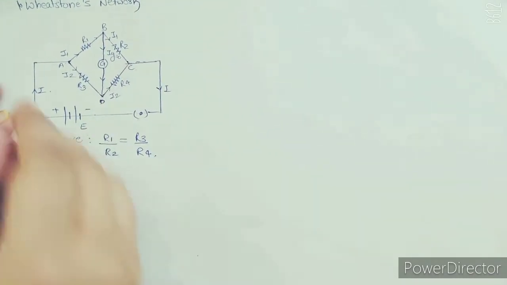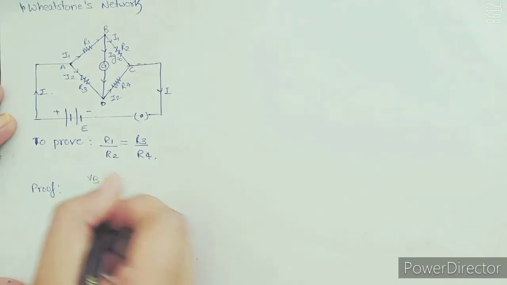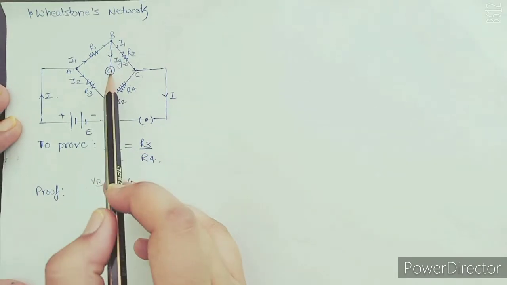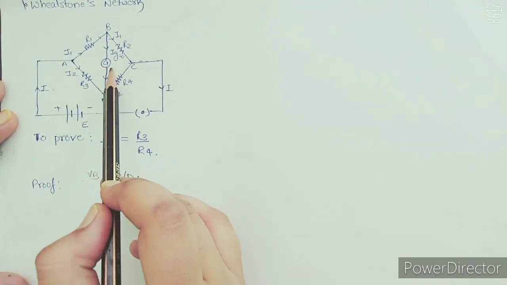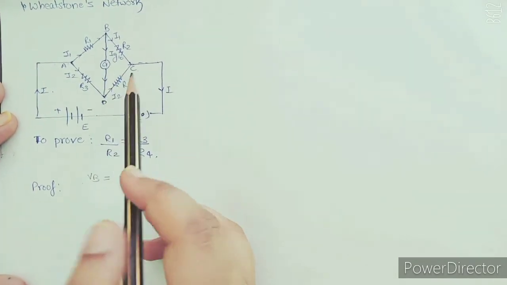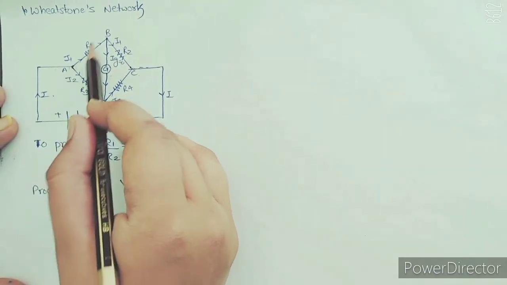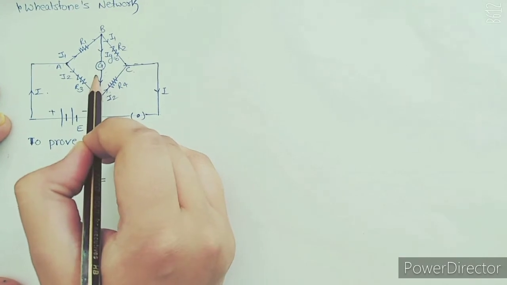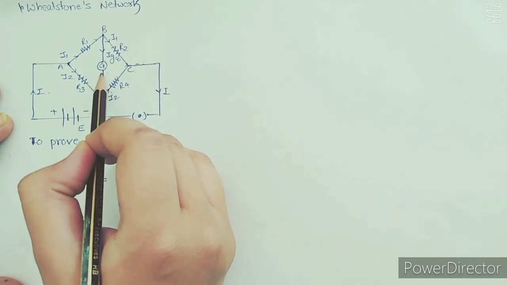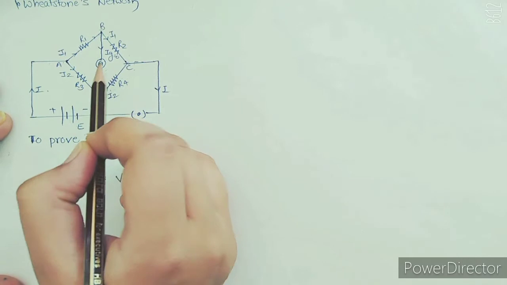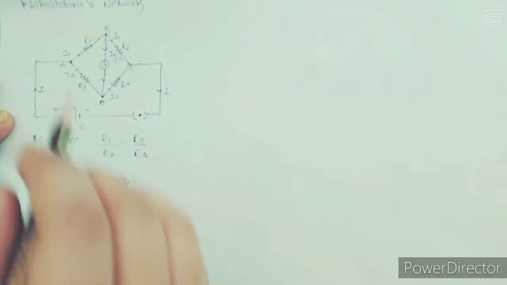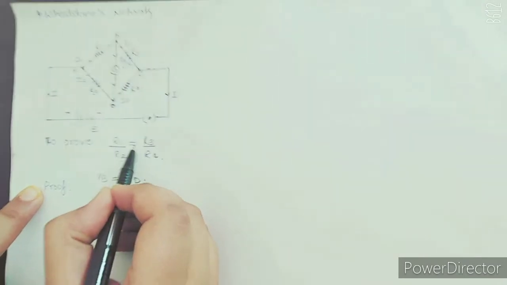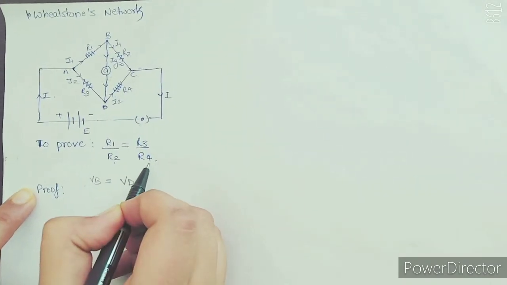So the condition would be VB is equal to VD, and due to this condition the current flowing through the galvanometer would be 0. So Wheatstone says that even though current flows through the rest of the circuit, the deflection shown by the galvanometer would be 0. So it is also known as null point deflection, and the balance condition is R1 divided by R2 is equal to R3 divided by R4.